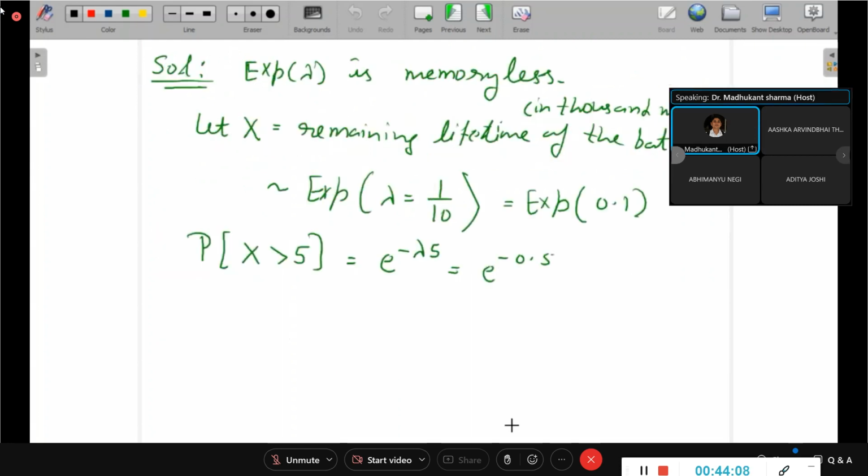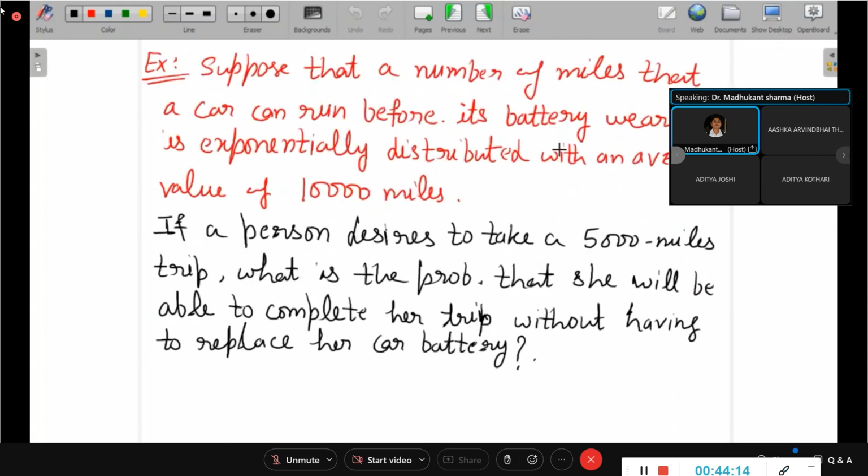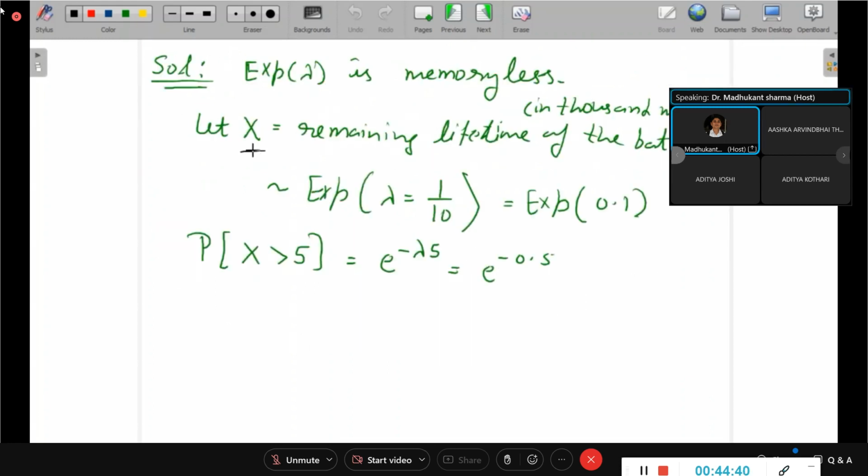So let us have X as the remaining lifetime of the battery in 1,000 miles. Why are we taking the remaining lifetime? Because we don't know how long it has already functioned so far, but it is given that it is exponentially distributed. And since the exponential distribution is memoryless, it will again treat the battery as new, as a good one. So with that information, we have X as the remaining lifetime of the battery, which will run in thousands of miles.